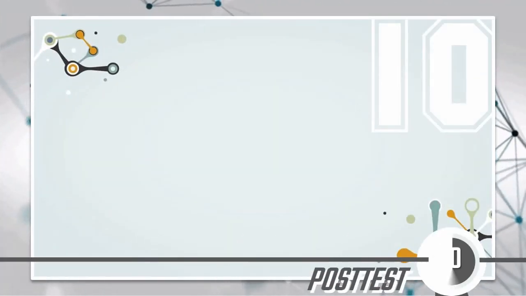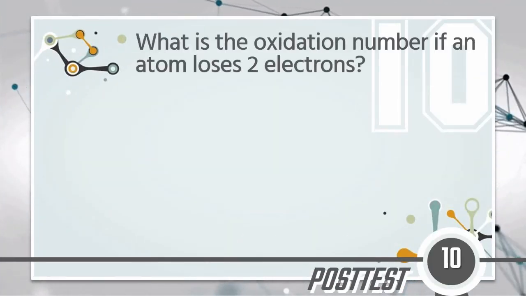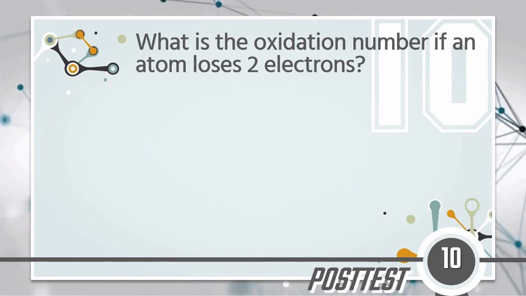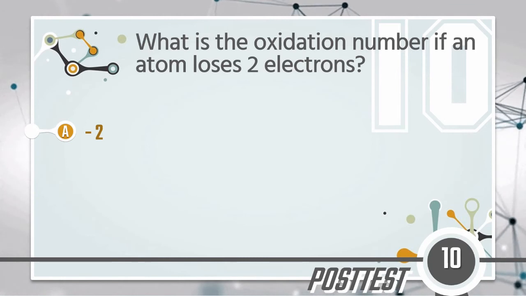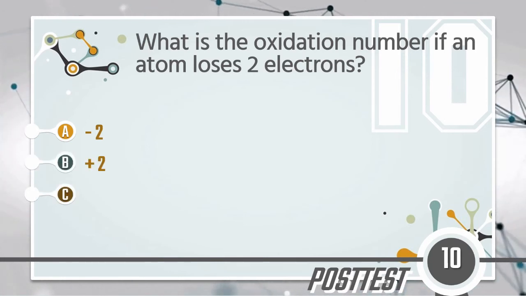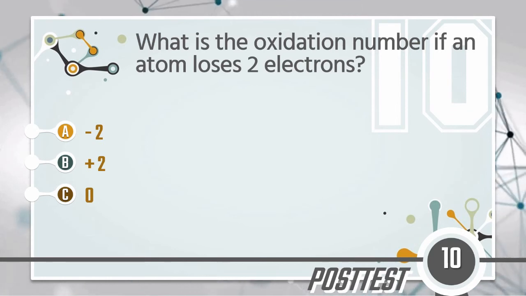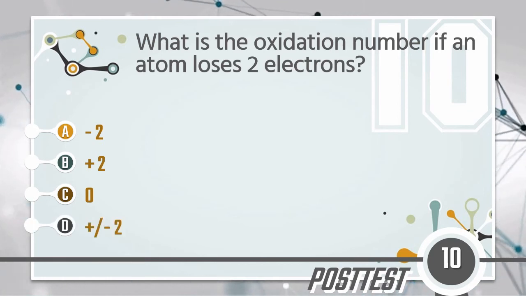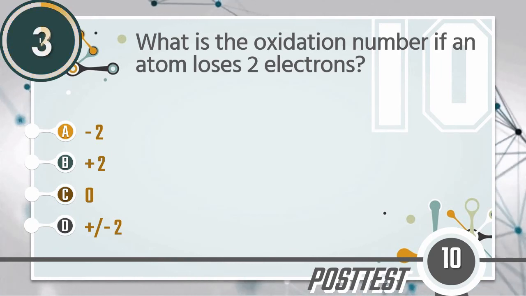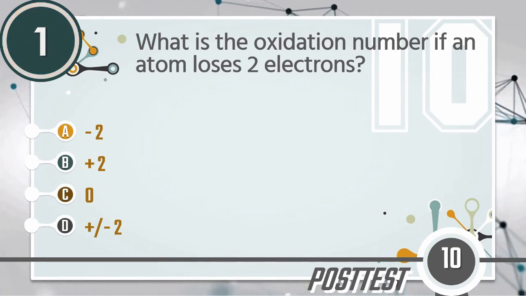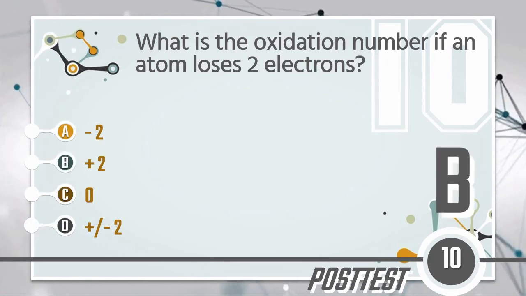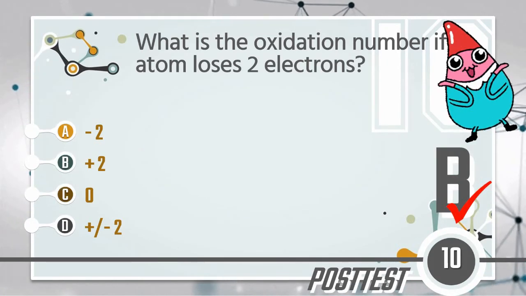Number 10. What is the oxidation number if an atom loses 2 electrons? A. Negative 2. B. Positive 2. C. 0. Or D. Positive or negative 2. If your answer is B, you're correct.